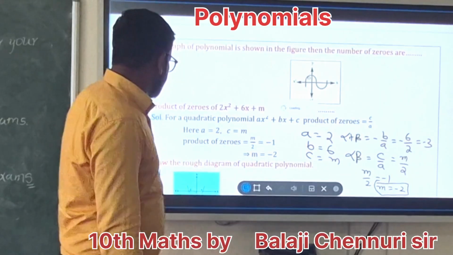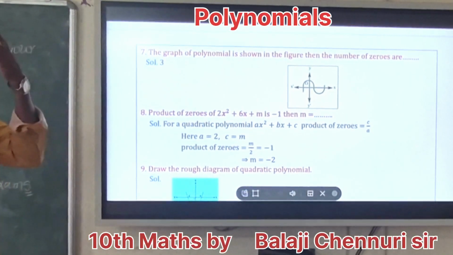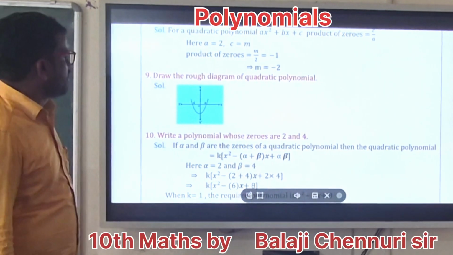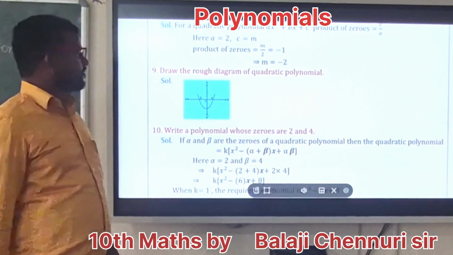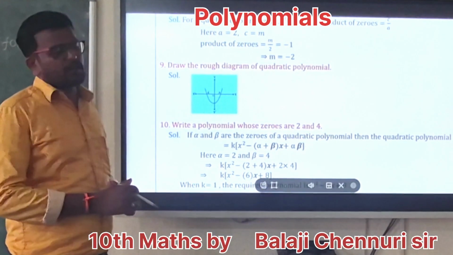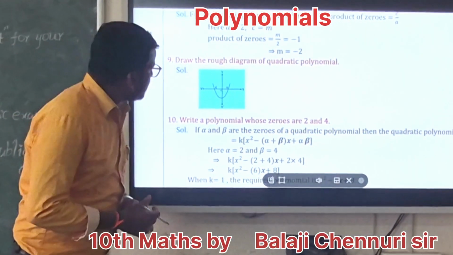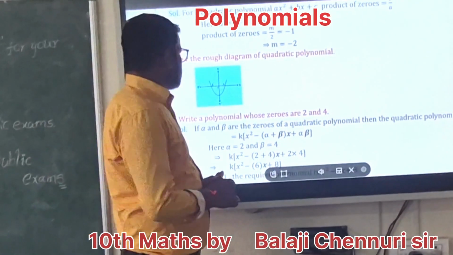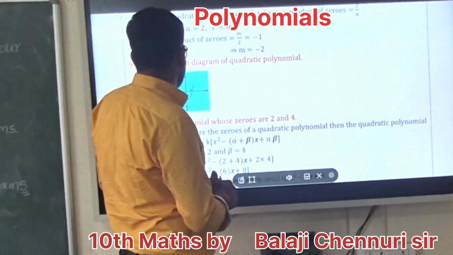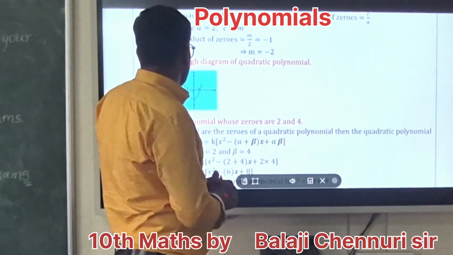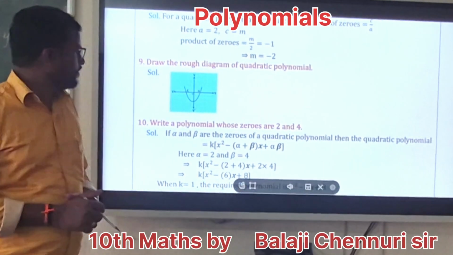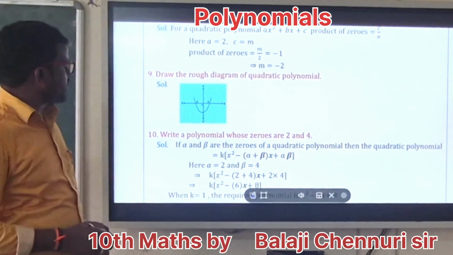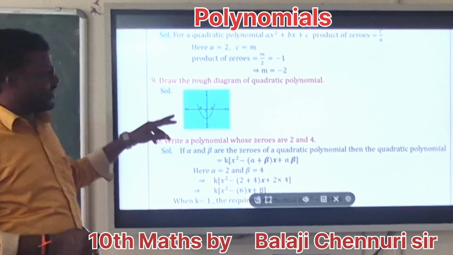Okay. Next, draw the rough diagram of a quadratic polynomial. They have given x square, then x square, I think this is x square at x is equal to 1.5 and x is equal to 1 by 2. But then, what is the question here? I think the question is not clear.